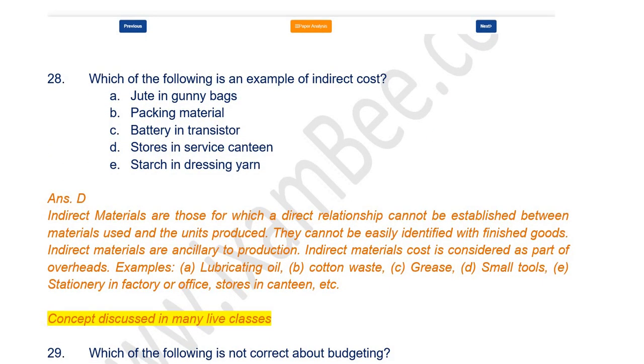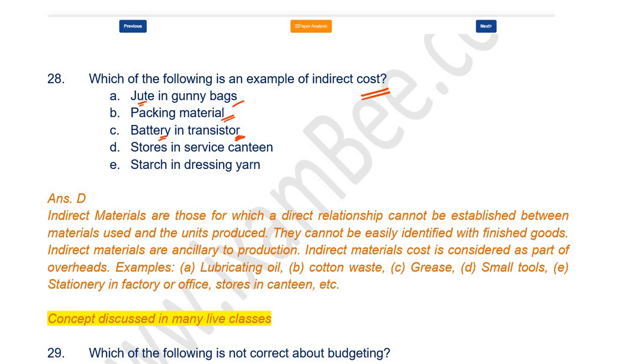Which of the following is an example of indirect cost? A lot of options were given. Some of the options included jute in gunny bags. Gunny bags are made out of jute, so jute is a direct material in gunny bags. Packing material, in many cases, is actually a direct material because after production the goods are packed for delivery. Batteries in a transistor: it cannot work without a battery, so that will be considered a direct cost.